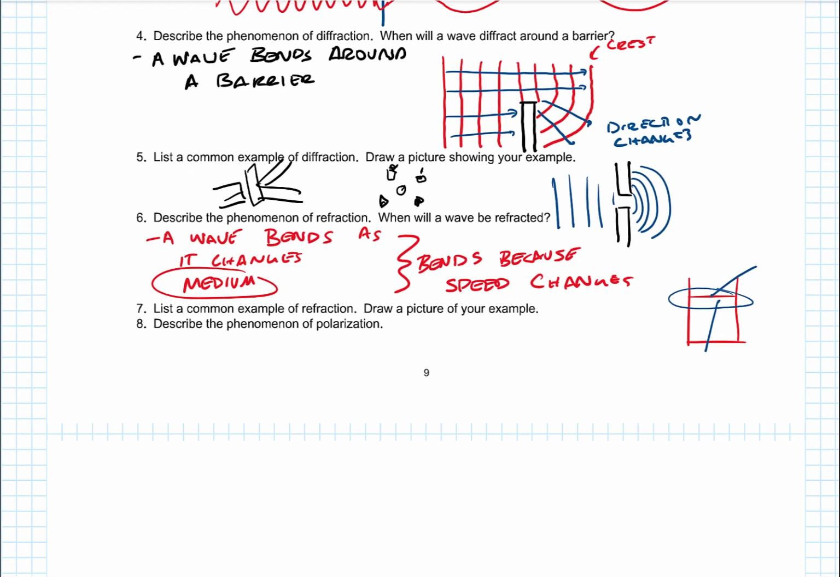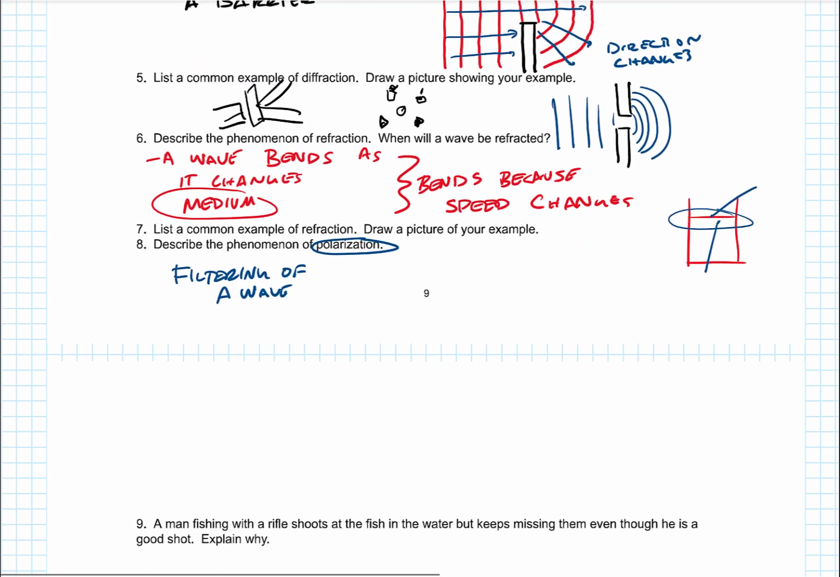Describe the phenomenon of polarization. This is a filtering. That's what polarized glasses or polarized lenses do. Light, if you kind of look at it, it goes up and down this way, and then it goes side to side this way. And so when you have a polarizing filter, it cuts away some of the light.